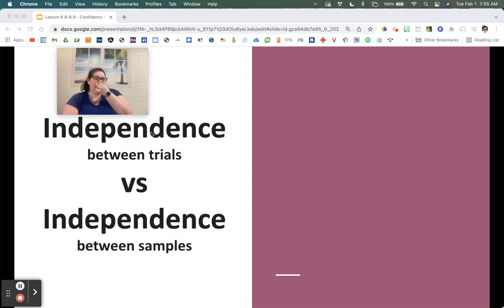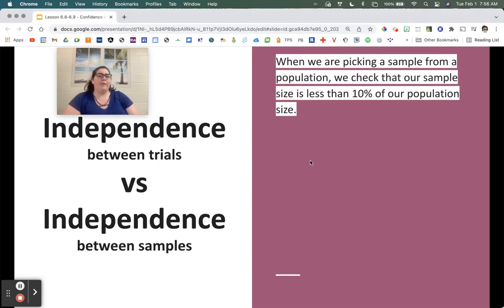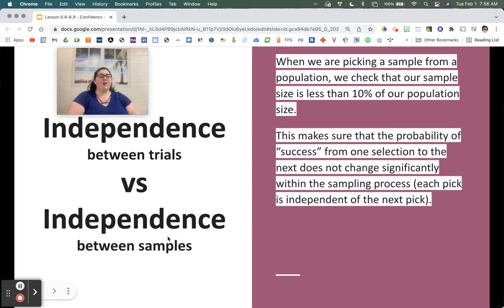So real quick, I want to go through those first two conditions, which can sometimes be weird. So talking about independence between trials, which is the 10% rule, and independence between samples when we're doing a two-proportion difference problem. When we are picking a sample from a population, we check that our sample size is less than 10% of our population size, which makes sure that the probability of success, whatever we're measuring, doesn't change too much from one thing to the next, to the next, to the next. That is the independence between trials that we should always check for every proportions problem.